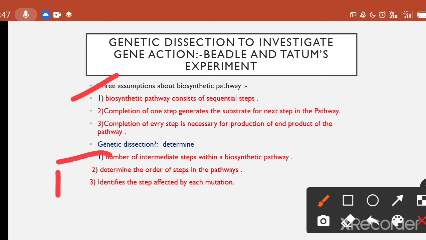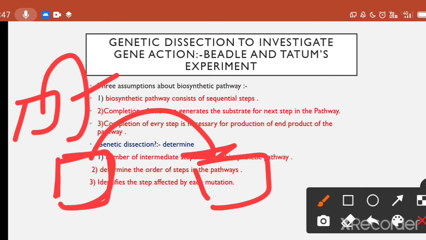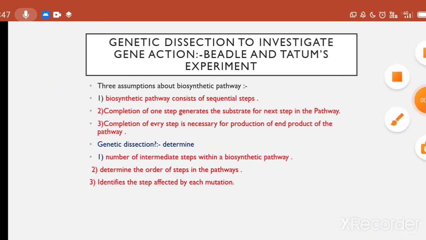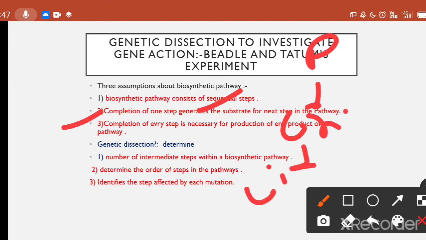As we know, if citrulline is formed, then after citrulline arginine will form, and if ornithine is formed, then after ornithine citrulline will form. So completion of one step generates the substrate for the next step in the pathway, and completion of every step is necessary for production of the end product. If there is synthesis of ornithine from the precursor, then citrulline, and then arginine, then the biosynthetic pathway will be complete.